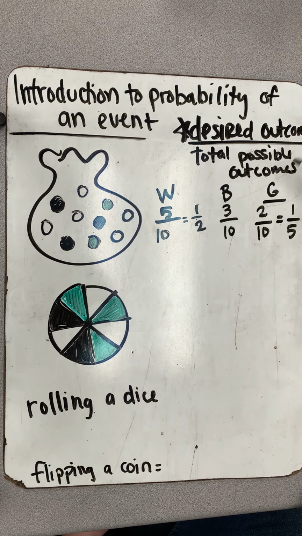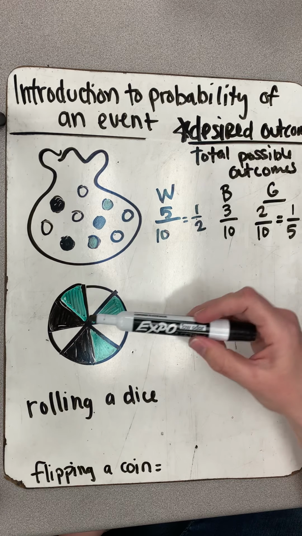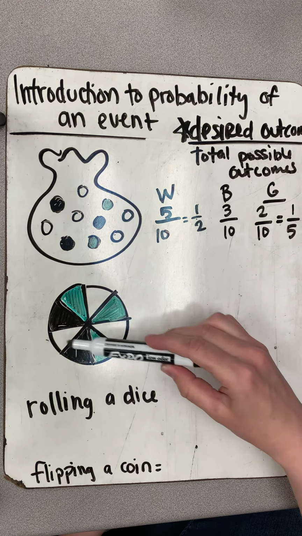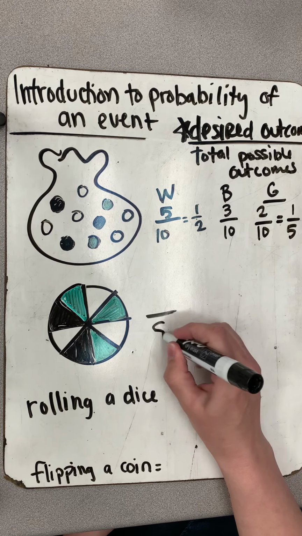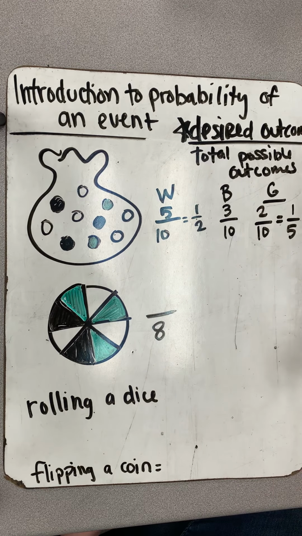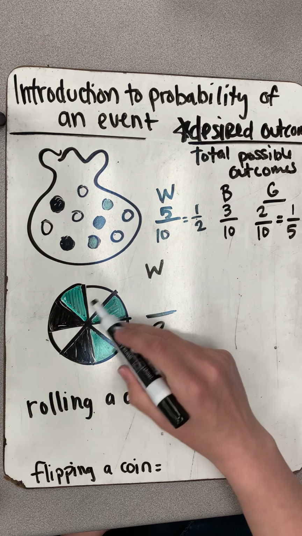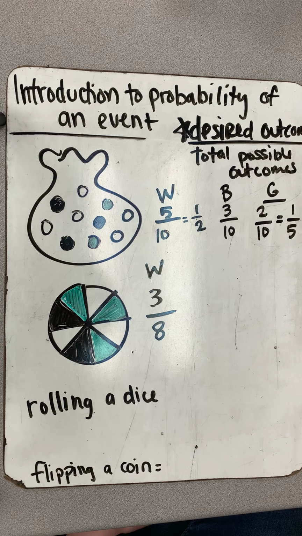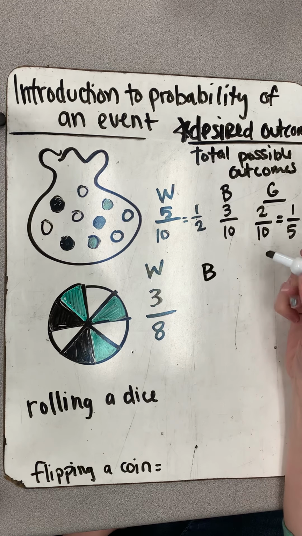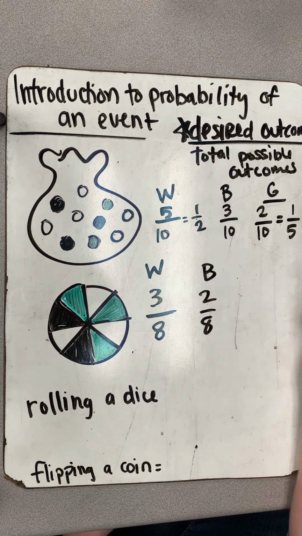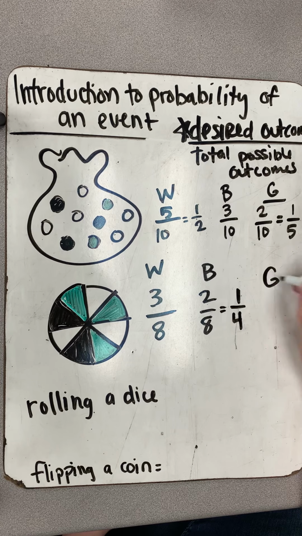Now, same thing with a spinner. The only thing that might change is our total possible outcomes, or what we're looking for. So in this, we have a total of 1, 2, 3, 4, 5, 6, 7, 8. So now on the bottom of the fraction, it's no longer 10, it's 8. If I'm looking for white, I have 1, 2, 3 white spaces out of 8, and that doesn't reduce. If I'm looking for black, I have 2 out of 8, and that does reduce. It reduces down to 1/4. And then if I'm looking for green, I have 1, 2, 3. 3 out of 8, and that doesn't reduce, so that's as low as it'll go.